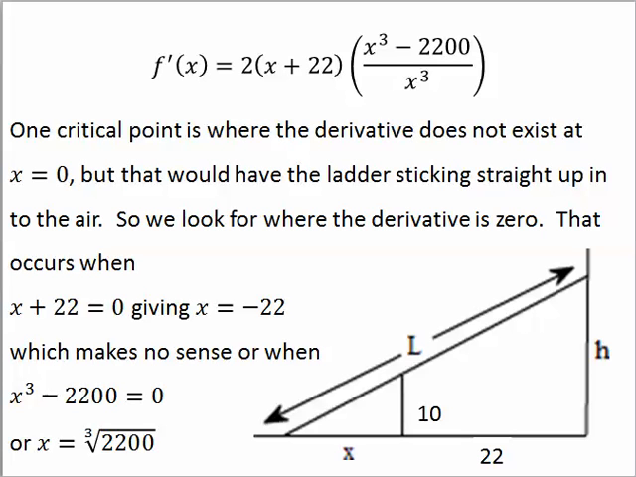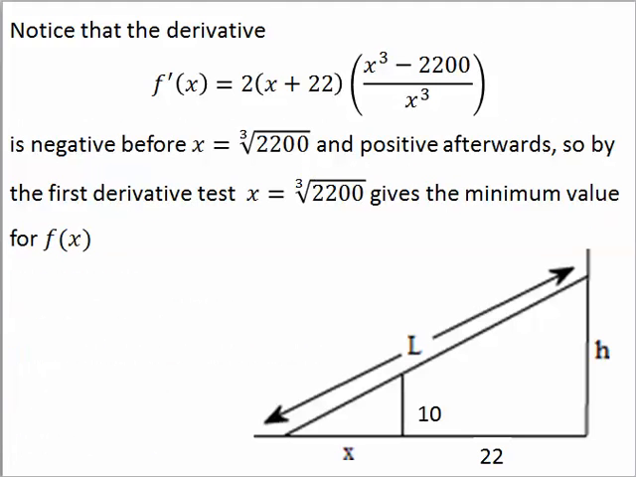That occurs when x + 22 equals 0, giving us a negative distance, but it also occurs when x to the 3 minus 2200 equals 0. Notice that the derivative is negative before the third root of 2200 and positive afterwards. So by the first derivative test, what we have found is the minimum value of f.